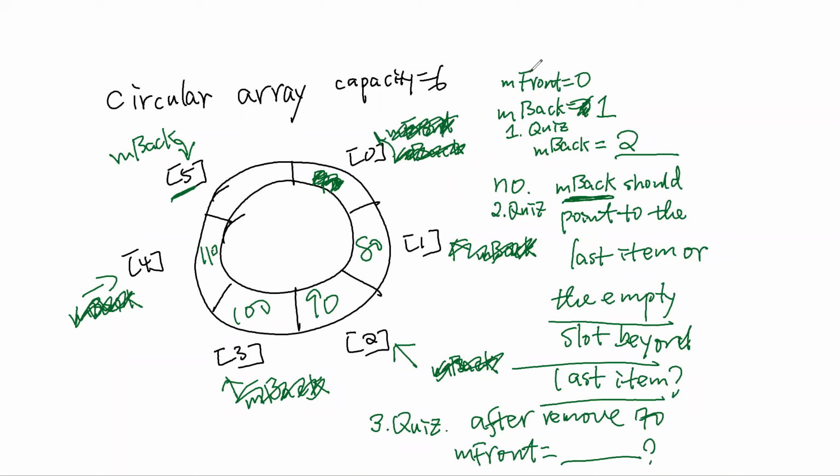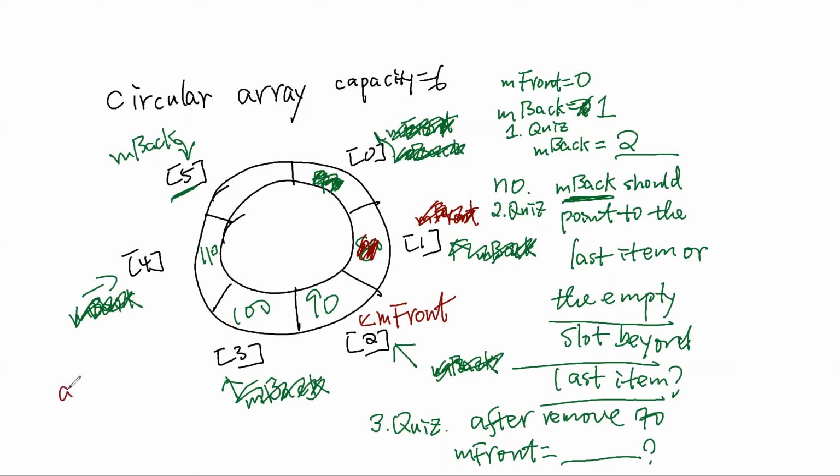Third quiz question. M front should be where? Let me change the color. Okay, it's too messy here. I want to find M front. Yeah. M front updated to 1. Is it updated to 1? Okay. And then I can remove 80. After I remove 80, where should M front be? I can keep removing. After I remove, where? 2. Yeah, very good. 2. M front is 2. Okay, now let's see.